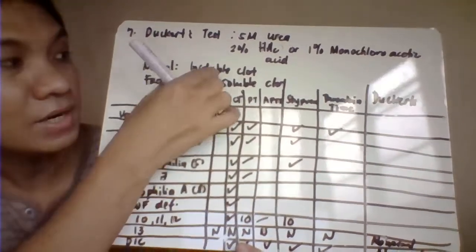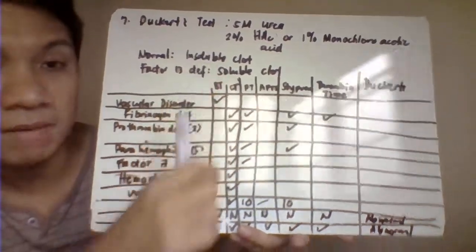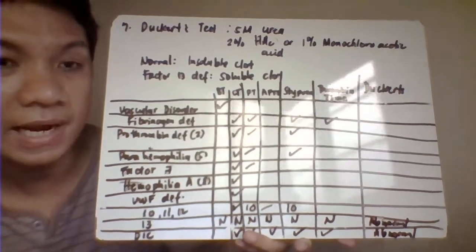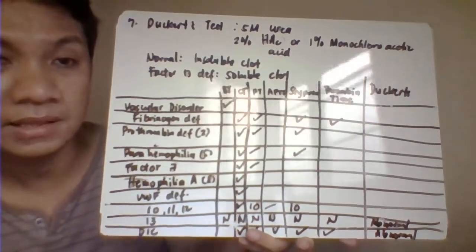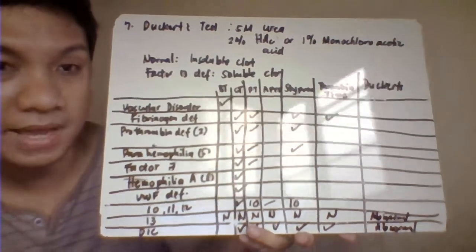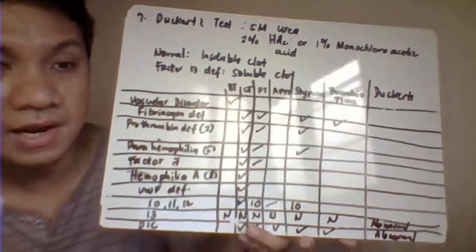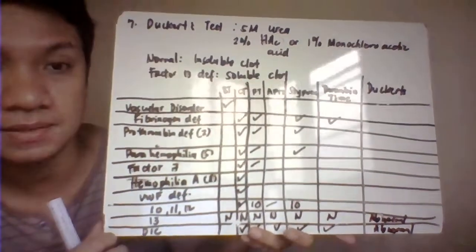But with other clots, other factor problems, or if the patient is normal with no factor 13 deficiency, it produces a clot which is insoluble and is not able to dissolve in urea. So again, factor 13 deficiency will have normal results in all tests except the Duckworth's test.